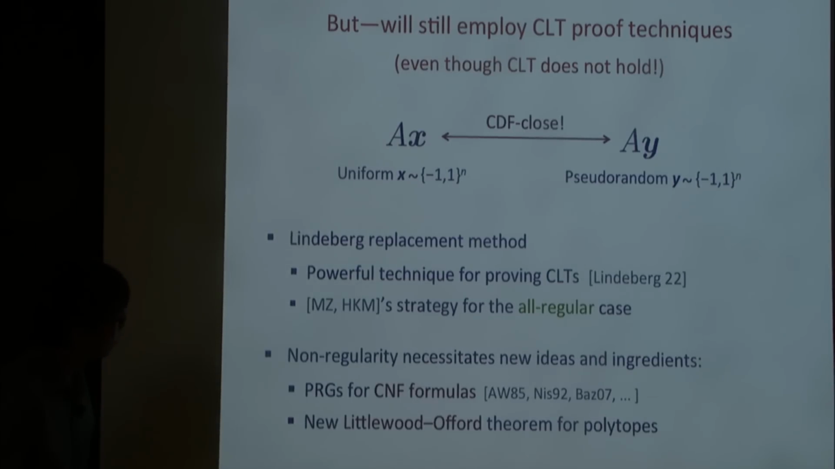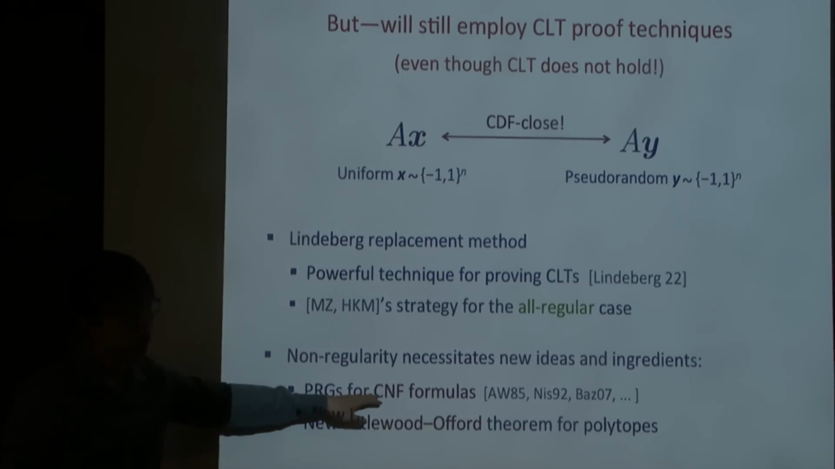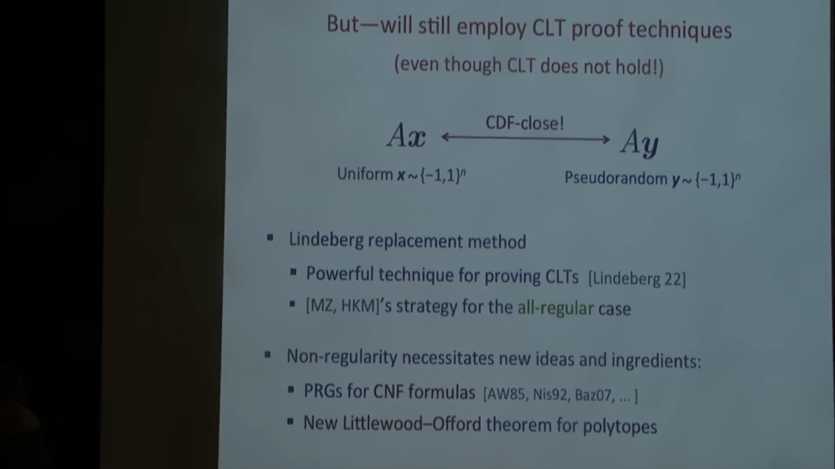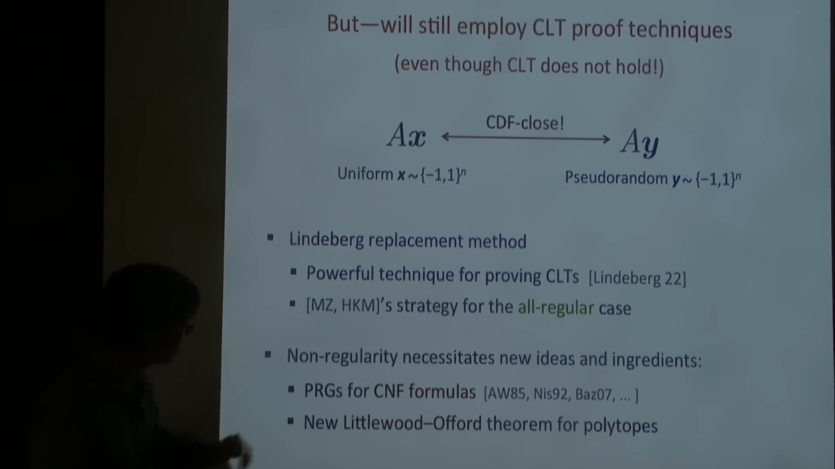But of course, in our setting of non-regularity, we need new ideas and new ingredients. There are two new ingredients. One is something which one may not expect: the PRGs for CNF formulas, which is a very well studied class since the work of Ajtai and Wigderson on such functions. It's a special case of polytopes, because a CNF is an AND of ORs, and every OR is a very special kind of half space. The fact that we have very good PRGs for CNF formulas is helpful for us.